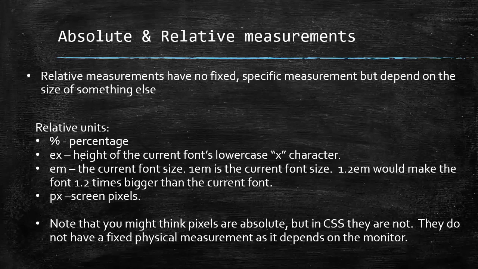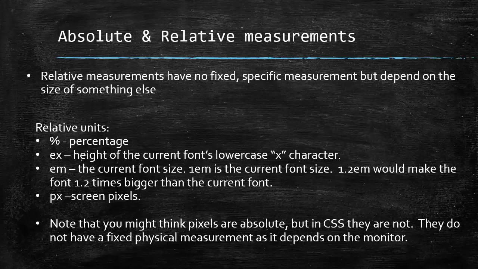But in CSS we have 3 other ones that are also commonly used. The first one is EX. Now EX refers to the height of the current font's lowercase x character. And we'll look at an example of this in a little while. EM is another unit for relative measurements, and it's the current font size. 1 EM is the current font size. 1.2 EM would be the current font size times 1.2. And if you had 2 EM, then that would make the font size twice the normal size.